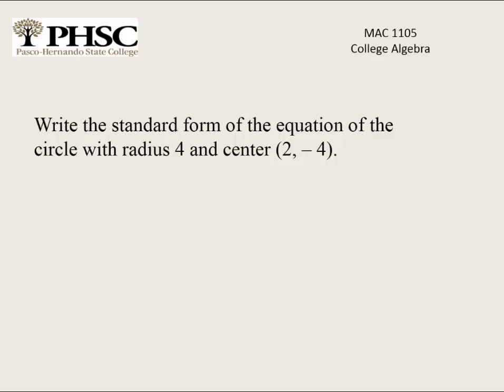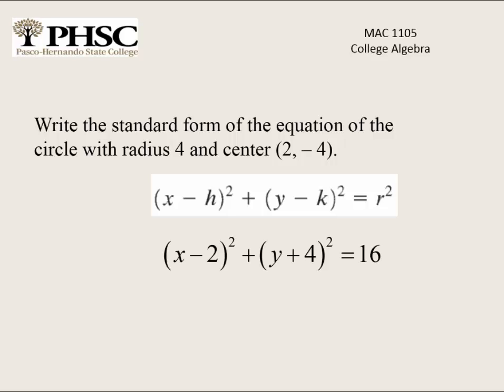So let's go ahead and write the standard form of the equation of the circle that has a radius of 4 and the center at 2, negative 4. Again, the standard equation is x minus h squared plus y minus k squared equals r squared. So we're going to substitute the values that were given to us. Since r is 4, r squared is 16, h is 2, so it's x minus 2, k is negative 4, so it's going to be y minus negative 4, which is y plus 4. So the equation becomes x minus 2 squared plus y plus 4 squared equals 16.